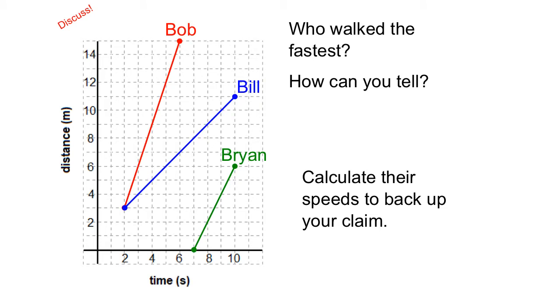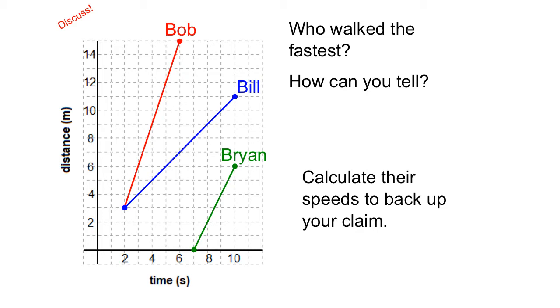I have a graph here. My independent variable is time, my dependent variable is distance, and I have 3 different people. I have Bob, Bill, and Brian. So the question is, who walked the fastest? Well, what do you think?